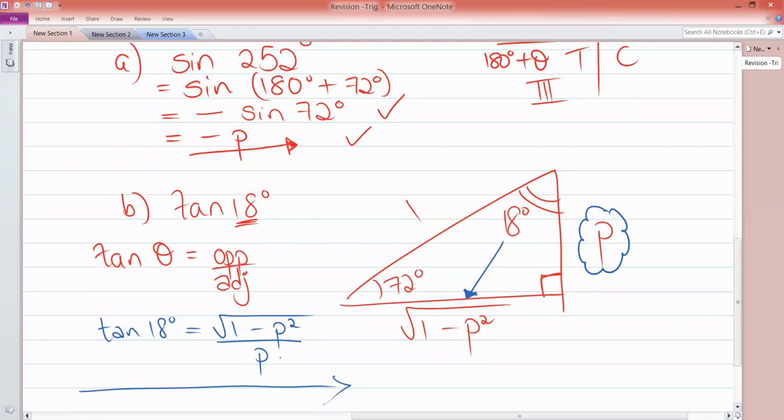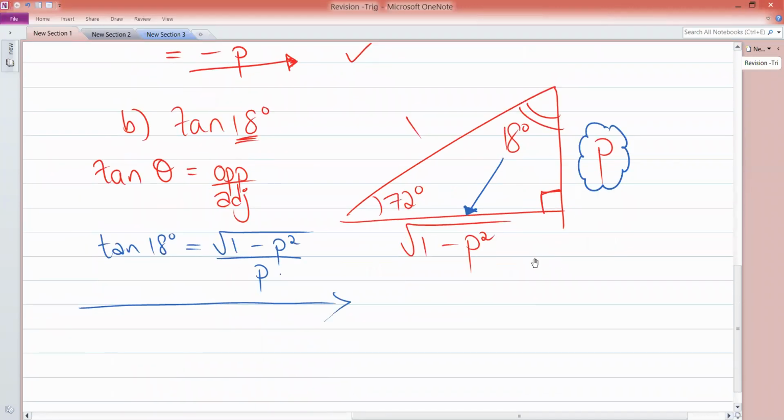What's another way? We could have solved for this. It's a longer way, so maybe I shouldn't confuse you. Let's leave it at that. But there are other ways of getting to this answer. So let's leave that one.